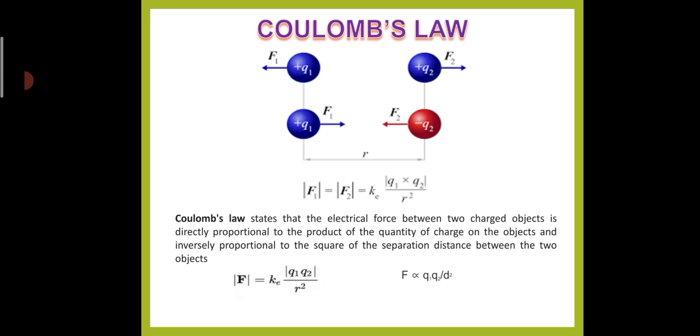Coulomb's law states that the electrical force between two charged objects is directly proportional to the product of the quantity of charge on the objects and inversely proportional to the square of the separation distance between the two objects. F equal to Ke Q1 into Q2 divided by R square, and F proportional to Q1 into Q2 divided by D square. The other definition of Coulomb's law is: between two point charges there is a force of attraction or repulsion depending upon the nature of the charges.